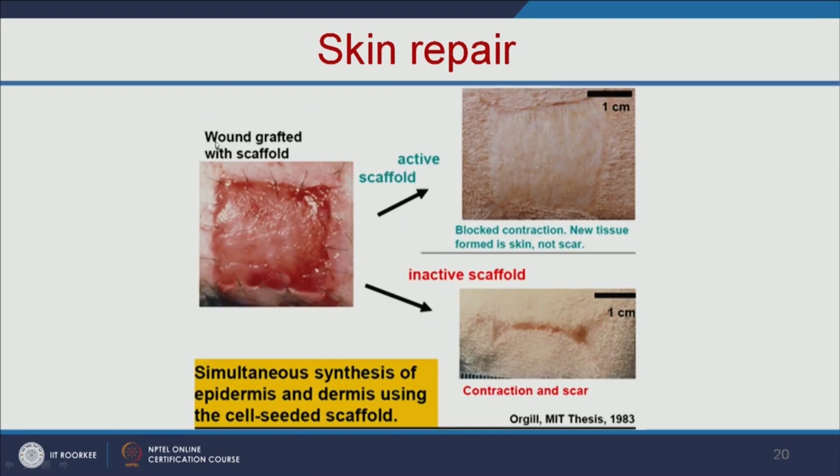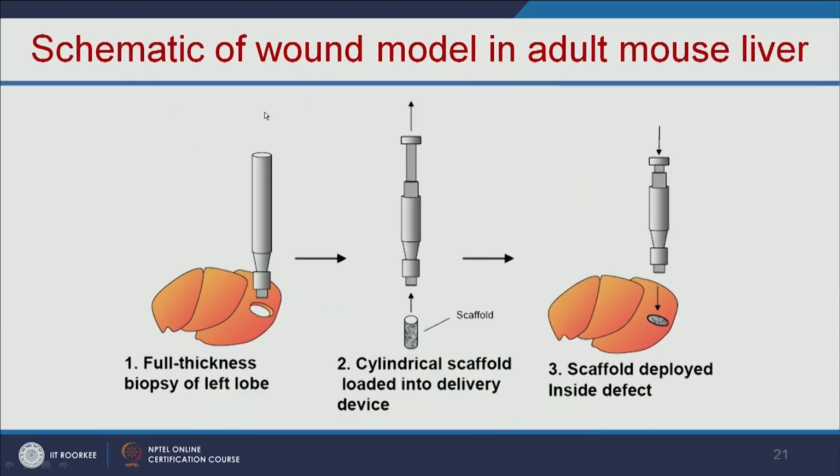So, let us see the example, you can see here. This is a wound grafted with the scaffold, and if you have the active scaffold, there is no contraction. It is blocking the contraction and new tissue is formed in the skin, with no scar formation. But when you do not put the scaffold, there will be formation of scar due to contraction of the skin.